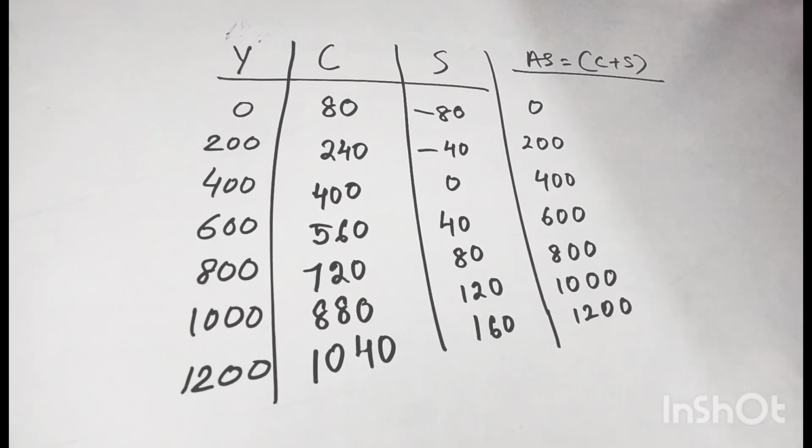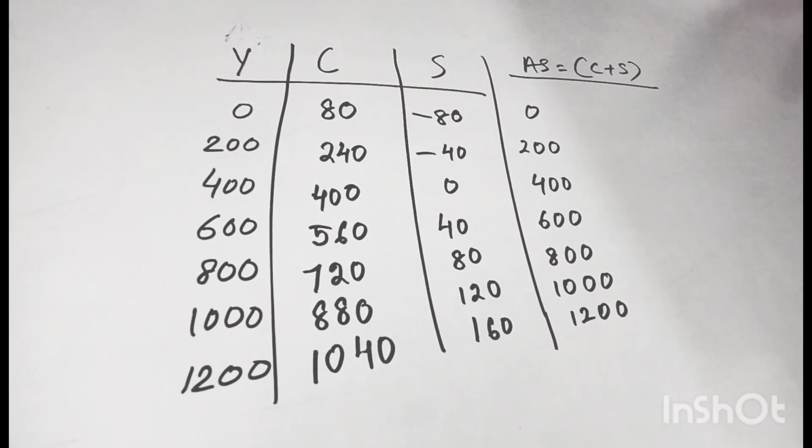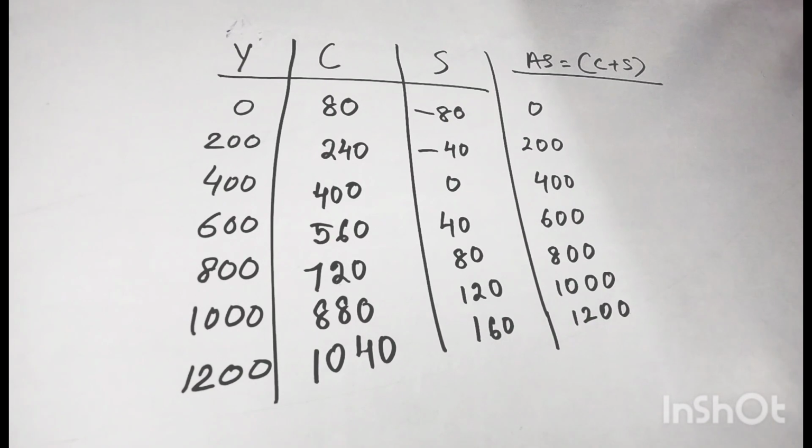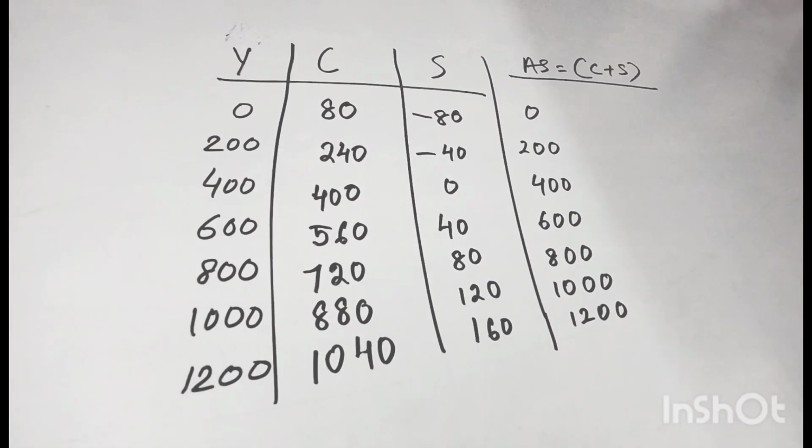We can see that at 0 level of income your consumption is 80 and your saving is minus 80. That means at zero level of income you cannot save anything. That is why your saving is minus 80. And AS, aggregate supply, is C plus S, that means 80 plus minus 80, so your aggregate supply will be 0 there. That means when your income is 0, your aggregate supply is also 0.